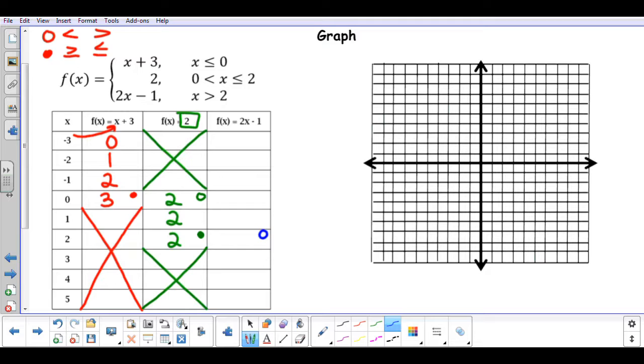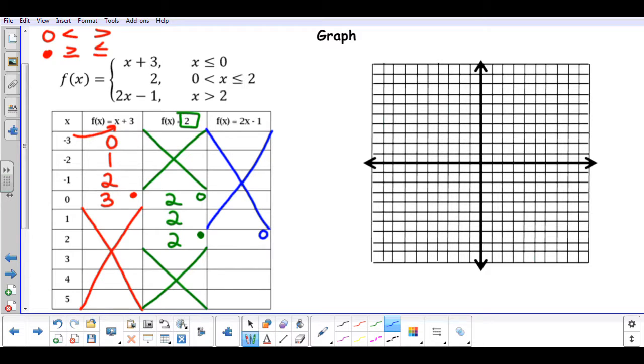Okay, now I need to determine where I have my true values and where I have my false values. Since x has to be greater than 2, if I go to 3, that would give me a true statement. 3 is greater than 2. So everything from 3 down will give me a true statement, and everything from 1 up would give me false. So I'm going to scratch out the top portion of that table.